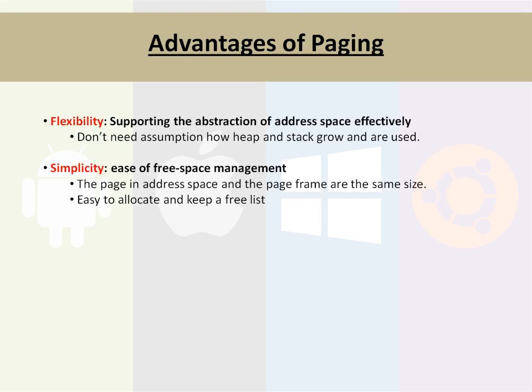The second advantage is simplicity, and this is simplicity in terms of its free space management. This is a result of the one benefit that the page and the page frame it's mapped to are exactly the same size. So if all the pages in the address space are like 25 kilobytes, then all the page frames in the physical memory space will also be 25 kilobytes. We'll see later how this actually benefits address translation. The second sub-benefit here is that it's easy to allocate and keep track of a free list. And again, we'll look into that a little bit later.